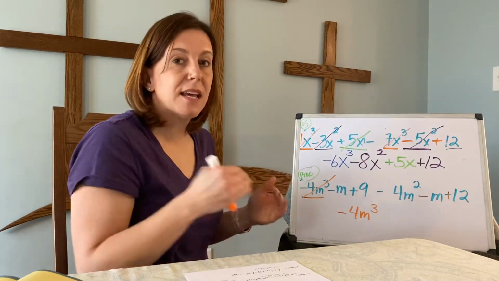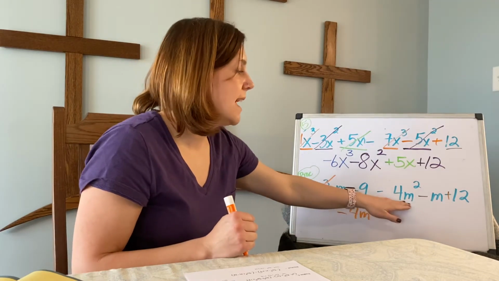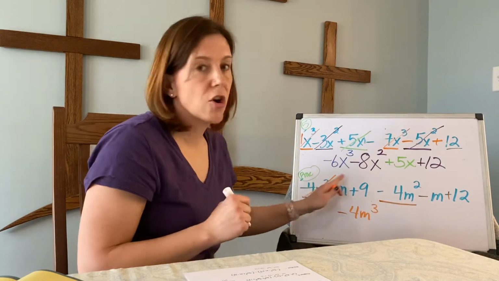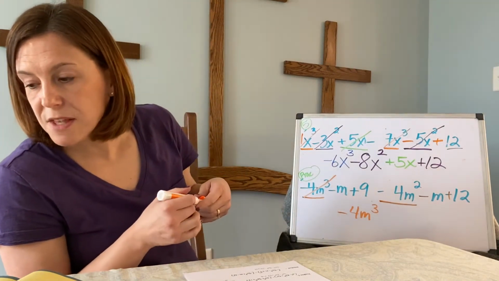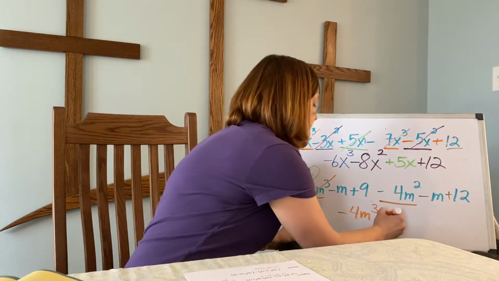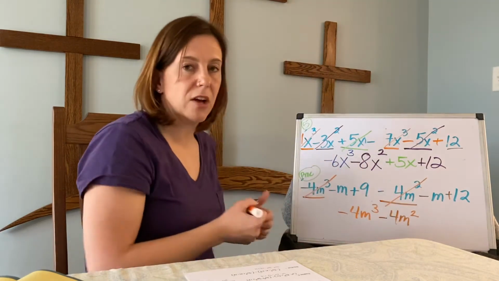Going in descending order, I see that next would be my m squared. I see I have 1 here. It's a negative 4m squared. And there are no other m squareds in this problem. Again, he has no friends. We're going to keep him by himself, unchanged. Cross it out as I go.